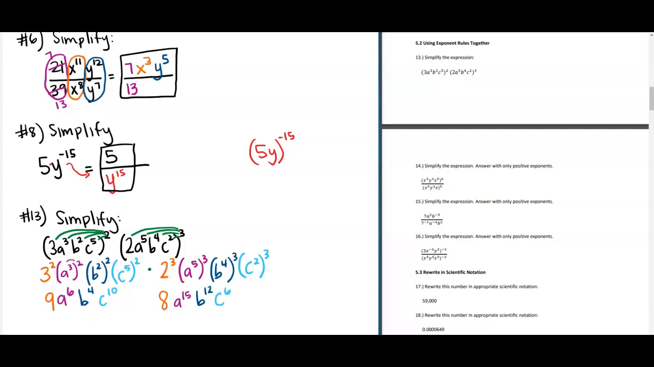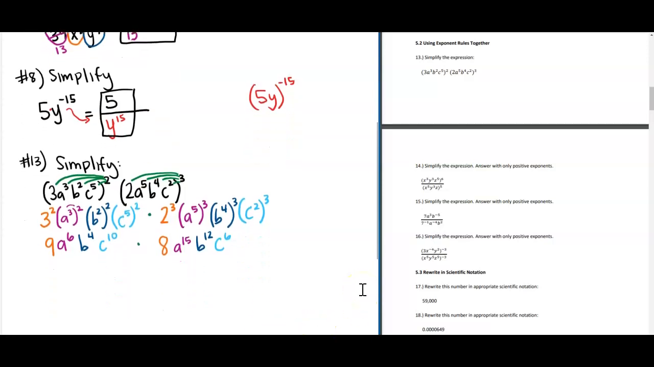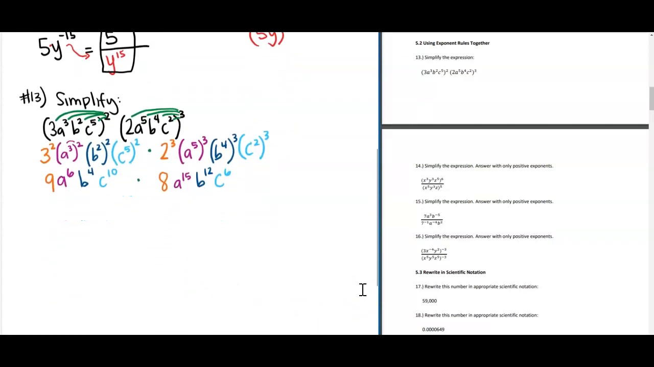Okay. And we're not done yet because we still need to multiply these all together. We've got to simplify it by getting the things together that are the same. That's why I did these in different colors, so we can see what needs to be combined together. So we'll first start off with our 9 times 8. When we multiply those together, we get 72.